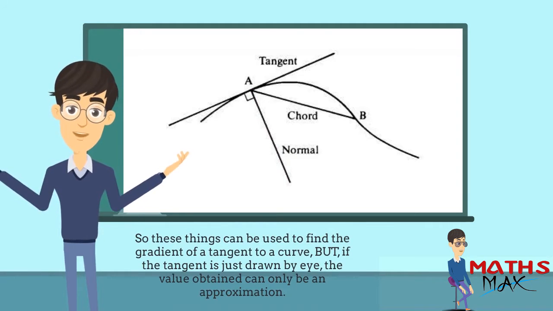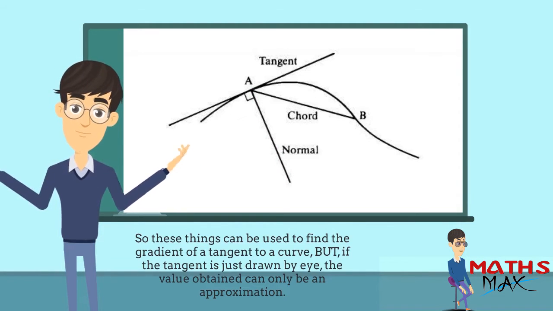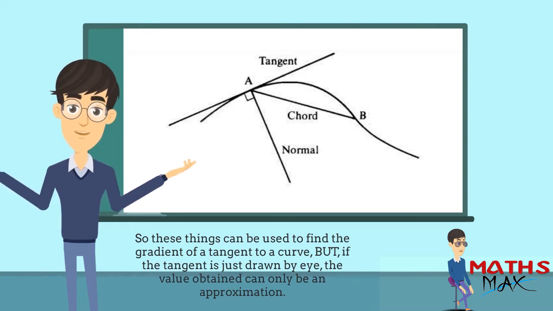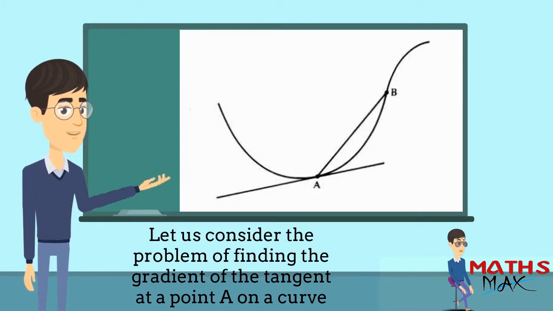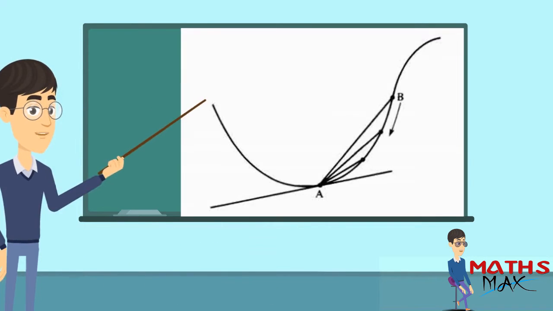But if the tangent is just drawn by eye, the value obtained can only be an approximation. So we need a more precise method for determining the gradient of a curve whose equation is known. Let us consider the problem of finding the gradient of the tangent at a point A on a curve. If B is another point on the curve, fairly close to A, then the gradient of the chord AB gives an approximate value for the gradient of the tangent at A.